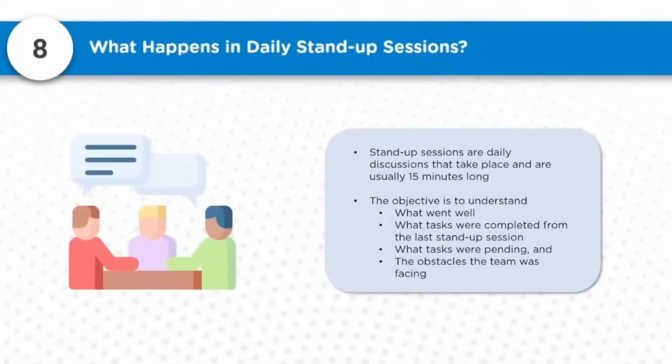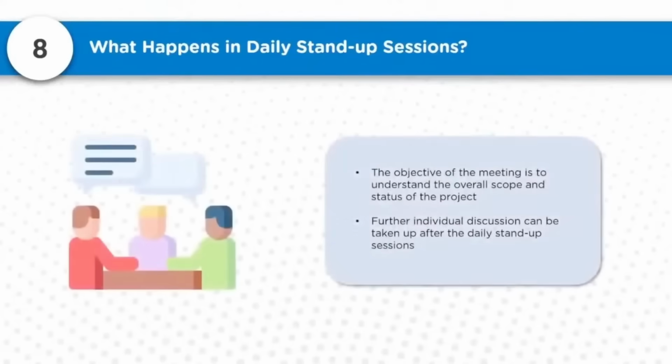If any specific task is not accomplished for certain reasons, what is stopping the team from accomplishing that needs to be made visible. Then a separate meeting can be held to discuss it and make the necessary corrections by taking proper actions. So the objective of this daily stand-up meeting is to understand the overall scope and status of the project. Further, individual discussions can be taken up after the daily stand-up sessions.